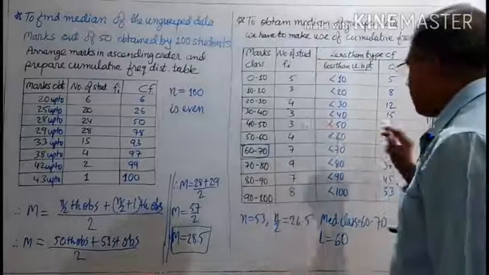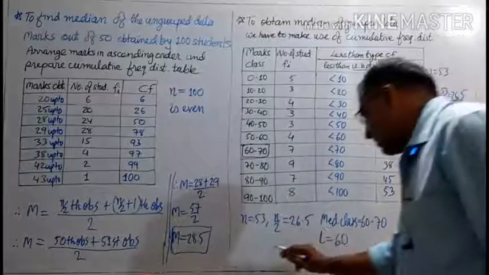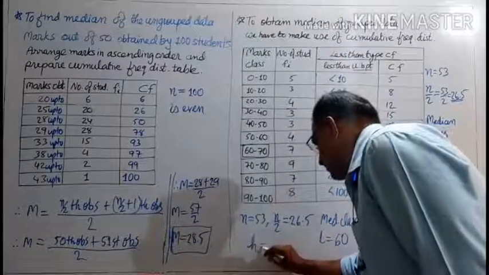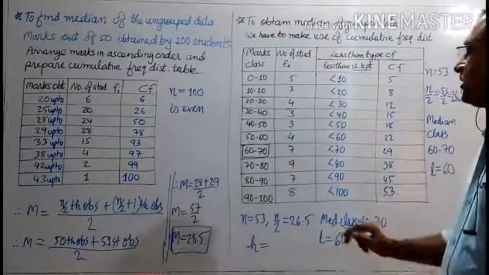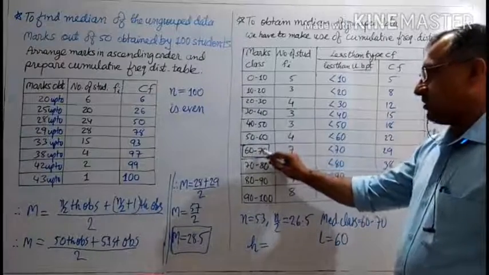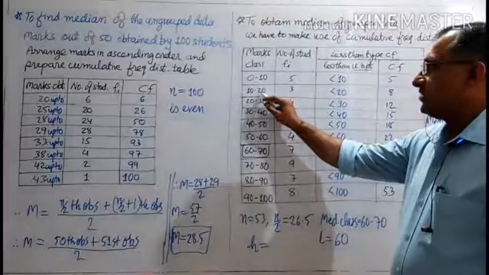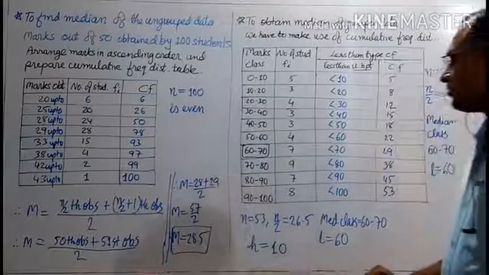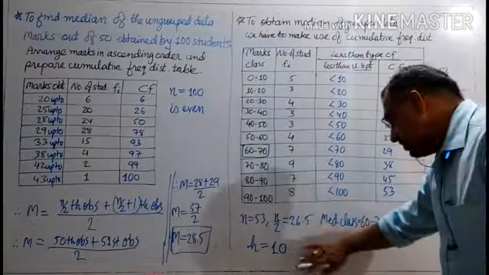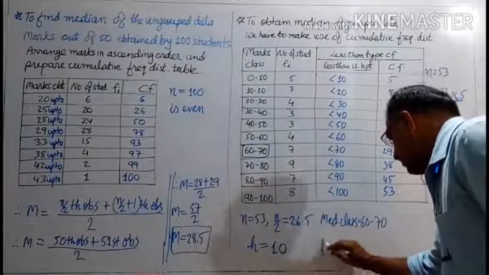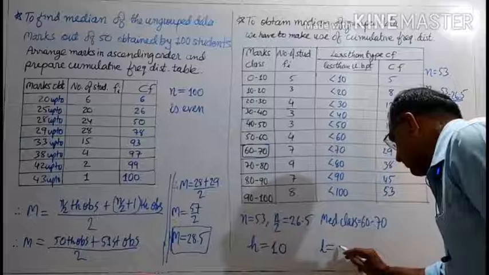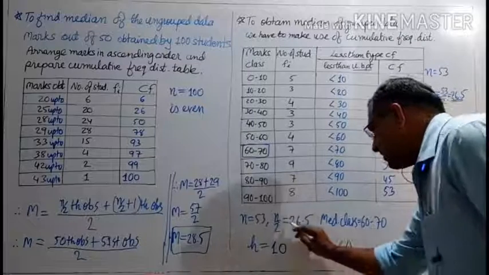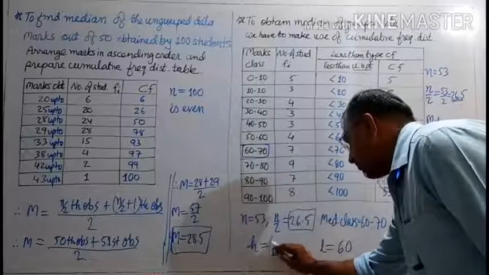But here now one more thing we need, that is H, class width. So what is class width? Class width you can see here 10 and 20, the difference is 10. So the difference between two consecutive upper boundary points or lower boundary points is the class length or class width. Okay, so these are the things we need for calculation.